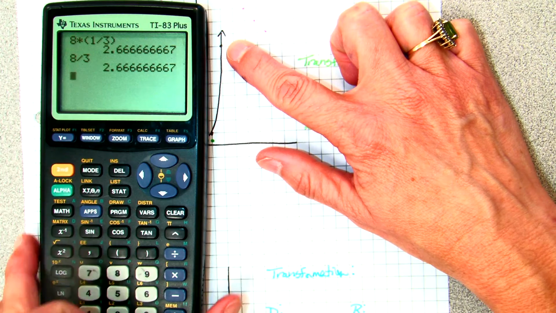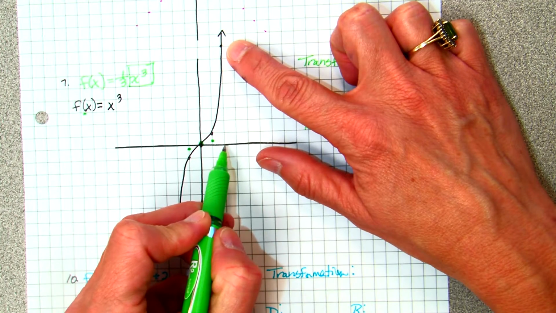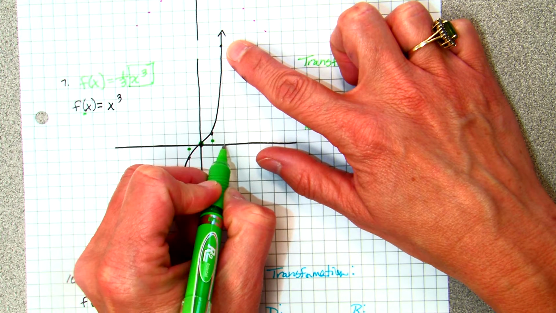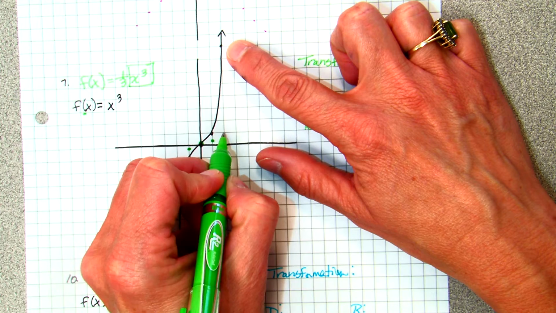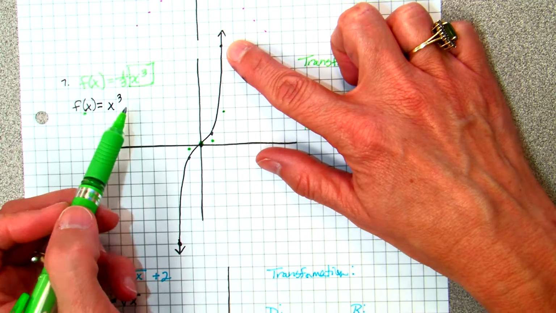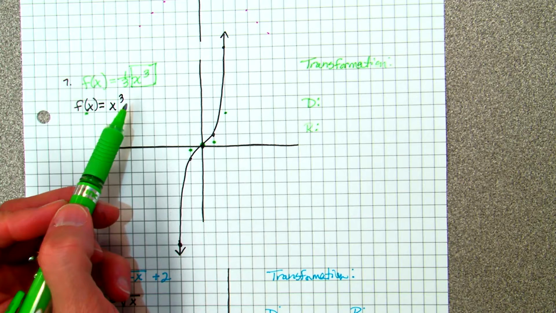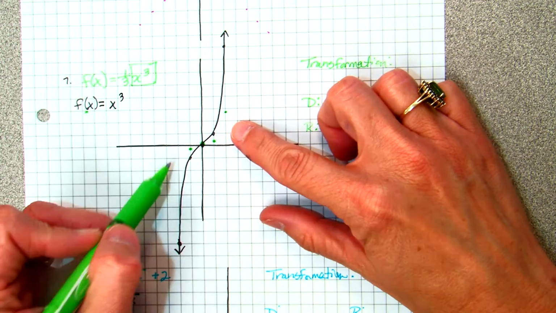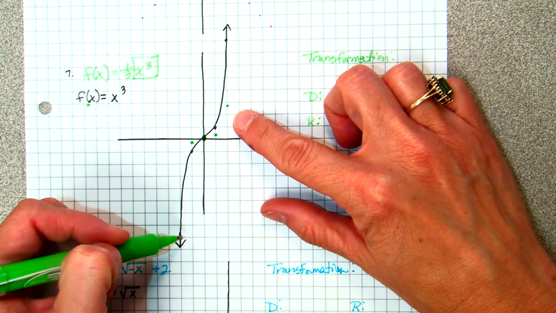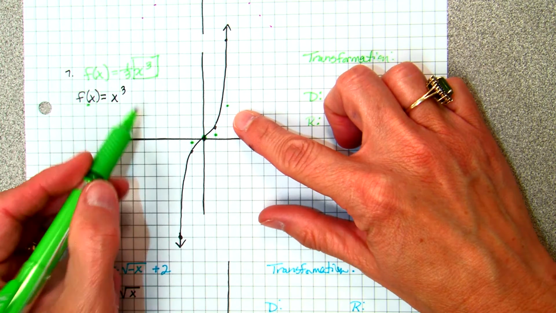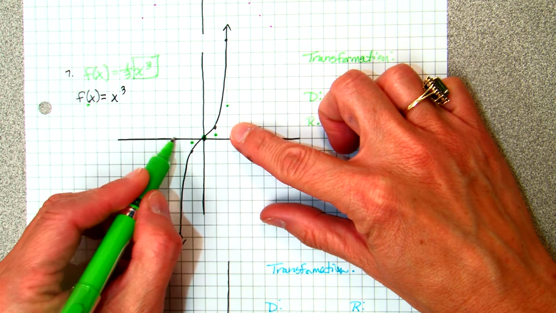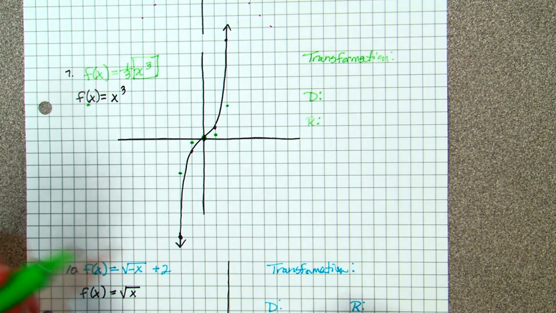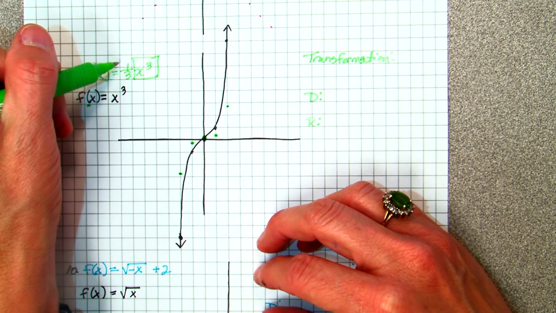So 2.6. So when I plug in a 2 and cube it, I get 8. 8 times 1/3 is 2.6. So on the green graph, when I go out 2, instead of me going up 8, I'm going out 2, up 2.6. Well, actually 2.7, but you're estimating that, so 2.7. Now if you plug in a -2 and cube it normally, you get -8. Well, -8 times 1/3 is -2.66. So I'm going to go out 2 and down 2.6. So there is my graph multiplied by 1/3.